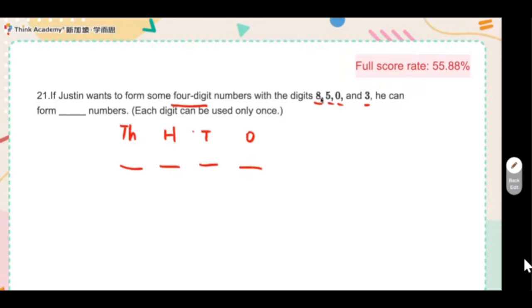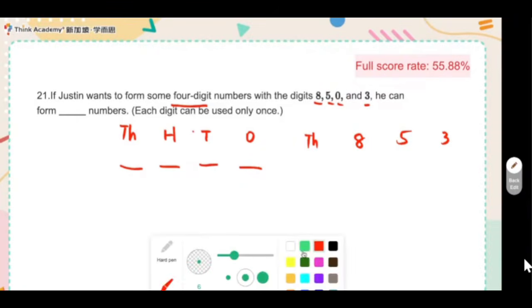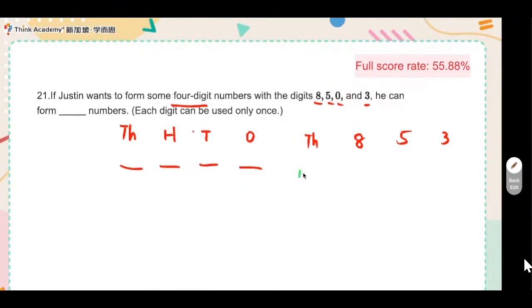As for the thousands digit, how many different options can we have? For the thousands digit, we have 3 options, right? 8 or 5 or 3. Can we choose 0? Can or cannot? Cannot, right? Because 0 can never be the highest place value. Okay, then let's move on to the hundreds place. How many different options can we have? 3, right? Because after we choose one number for the 1,000 already, we can only choose the numbers left.